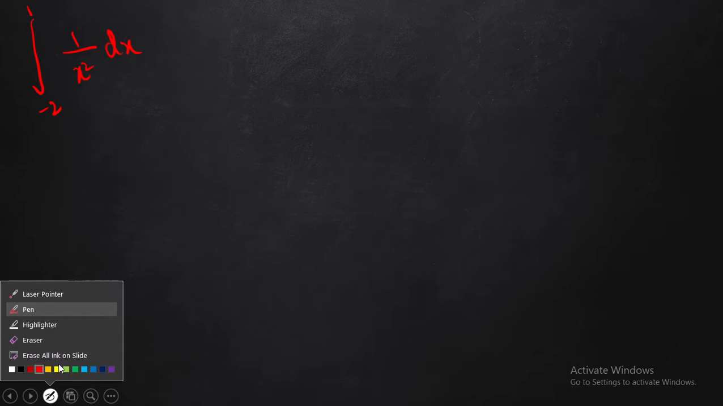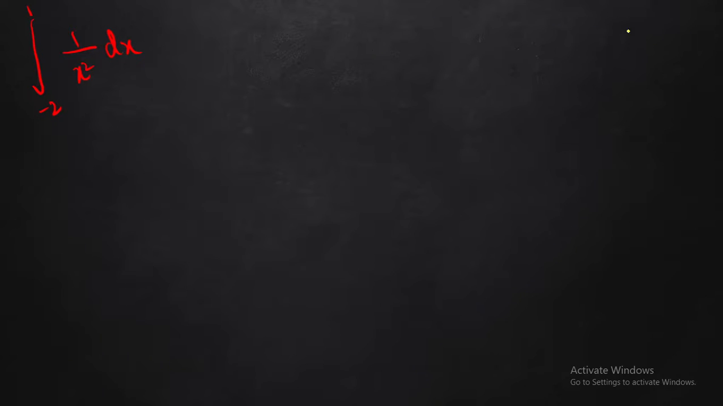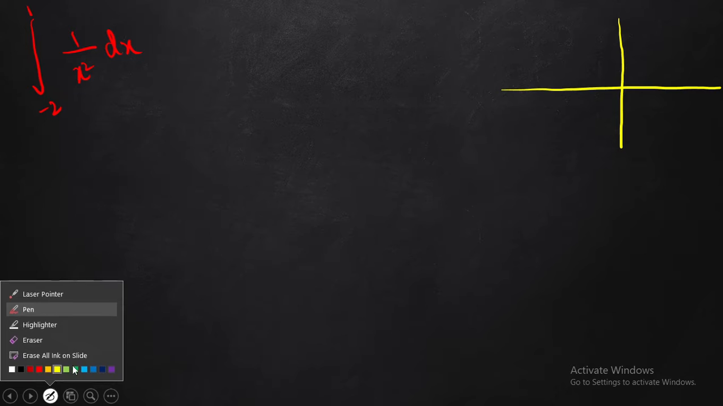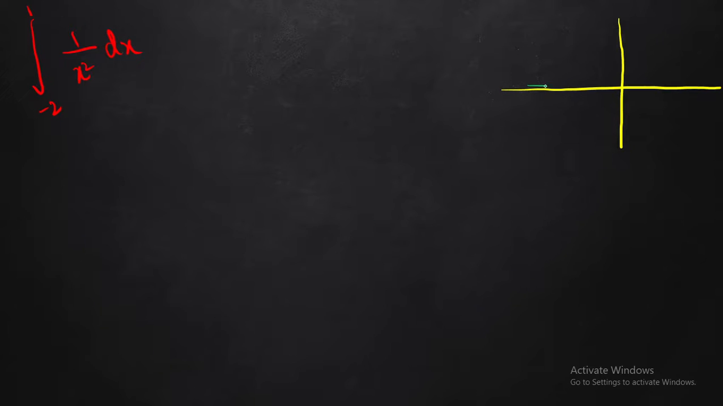So it was given -2 to 1 by x square dx. The problem is if we plot it on the graph, what will we get? See, this is the axis, and let me change the color. Yeah, so it is basically nothing but an asymptote. This is called asymptote.